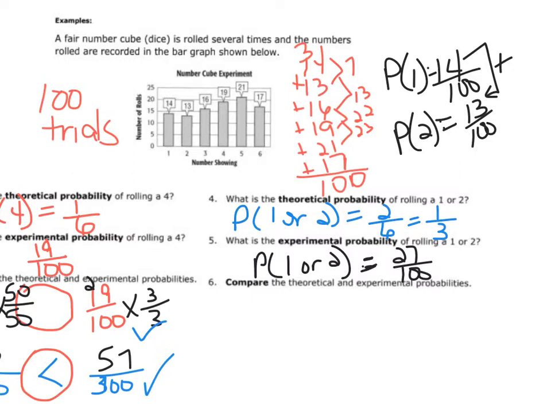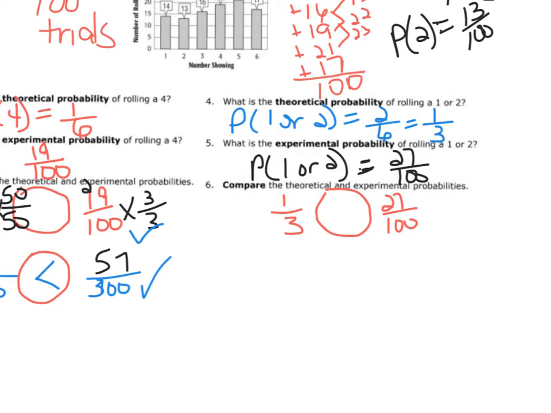Okay, so what we're going to do is go ahead and compare them. So now we're looking at the probability of 1 or 2. So we have 1/3 compared to 27 hundredths. Okay, so again, we do need to find a common denominator. So what's a common denominator between 3 and 100? Is it 200? It's still 300, right? So let's go ahead and change that to 300.